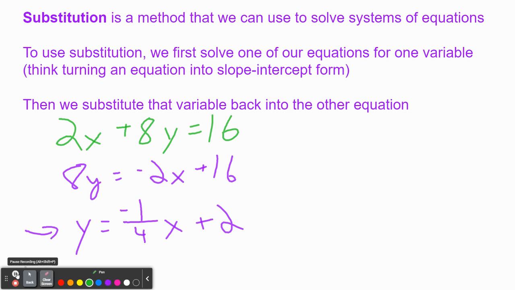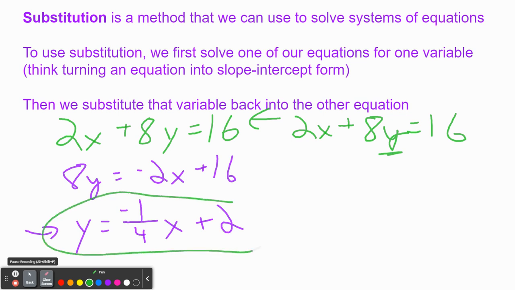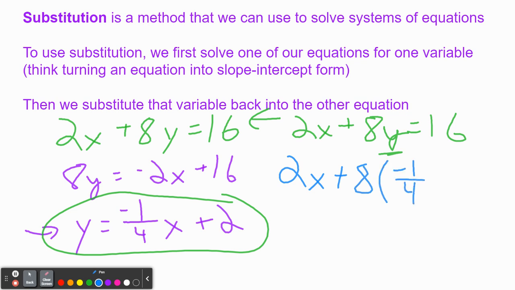So going back to the previous one, if I just retype this, 2x plus 8y equals 16, but I replace this y with my new y equals, that's going to substitute in a new equation. So this would become 2x plus 8, and then instead of y, I'm going to replace that with negative 1/4 x plus 2 equals 16. Kind of ran out of room there.